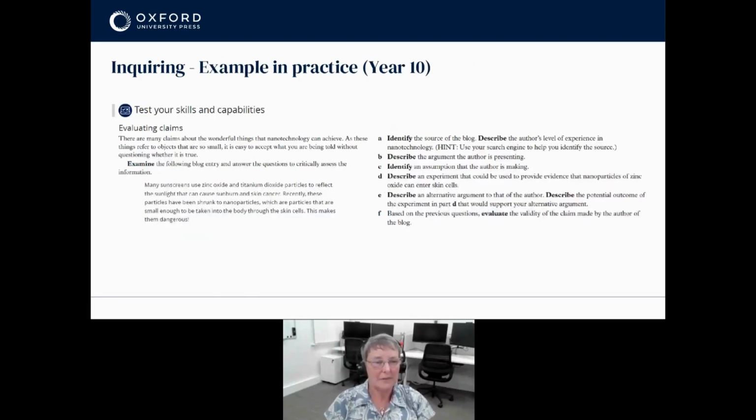An example in practice is evaluating claims. This is from the Year 10 book, using sunscreen. This was just a blog that I found. I won't identify where the blog came from in detail, but you can see it leads students through the different aspects of the trap method in one form or another, and uses that to evaluate the validity of the claim made by the author. You can find equivalent blogs anywhere.